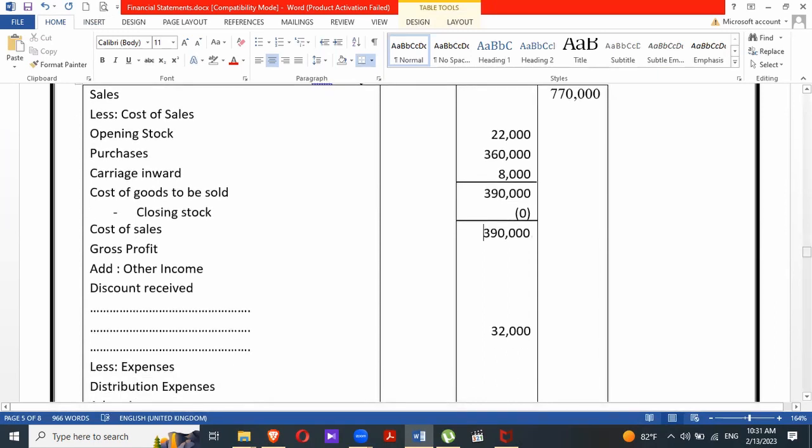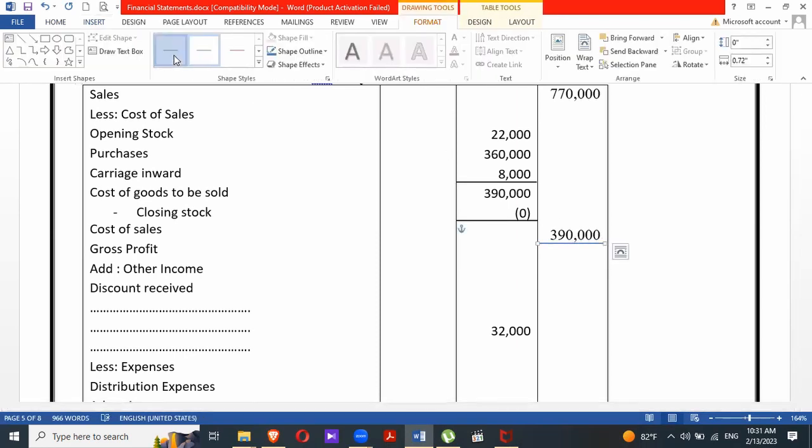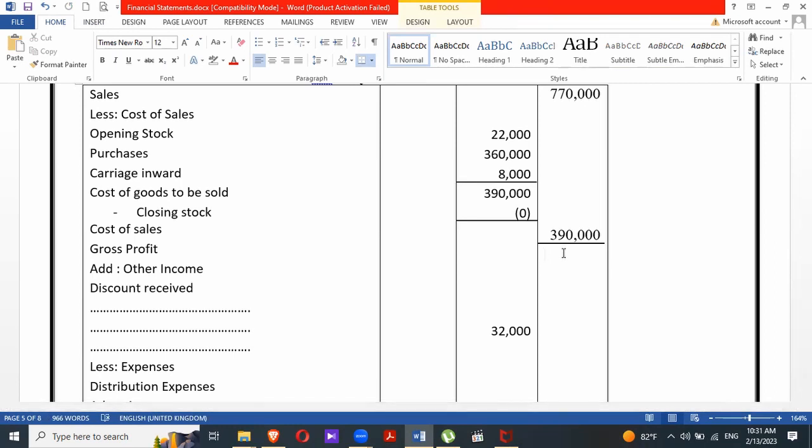So that 770,000 minus cost of sales. You can take the cost of sales answer to this side, otherwise you can't deduct. Here you can take the answer for the cost of sales. Then gross profit equals, you can put a line like this and take the answer for the gross profit, right? 770,000 minus 390,000. 770 minus 390,000 is the gross profit. Take the answer for this one, right?